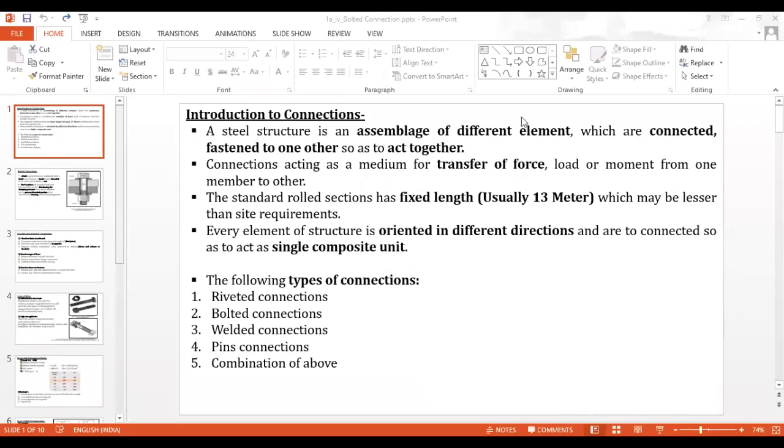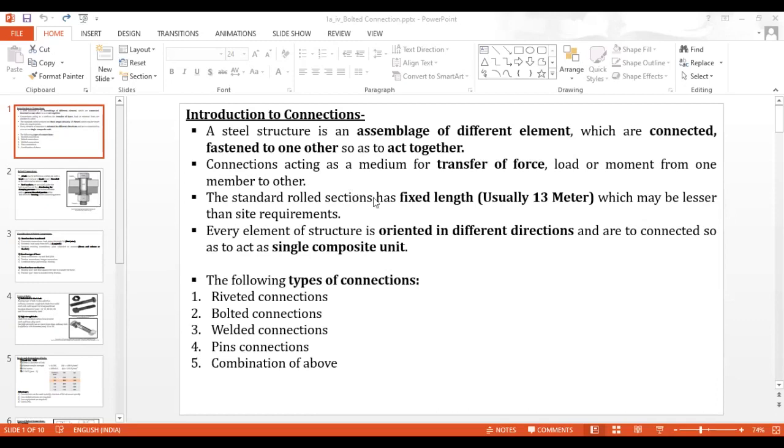So dear students, today we will be learning regarding the connection for the steel structure. A steel structure is an assemblage of different elements which are connected, fastened to one another so as to act together. Connections act as a medium for transferring the force or load or movement from one member to another.